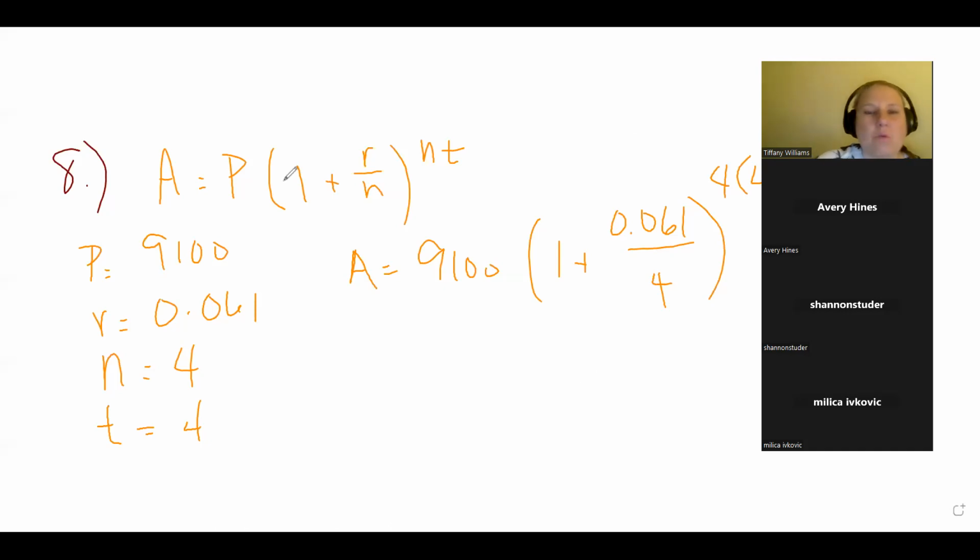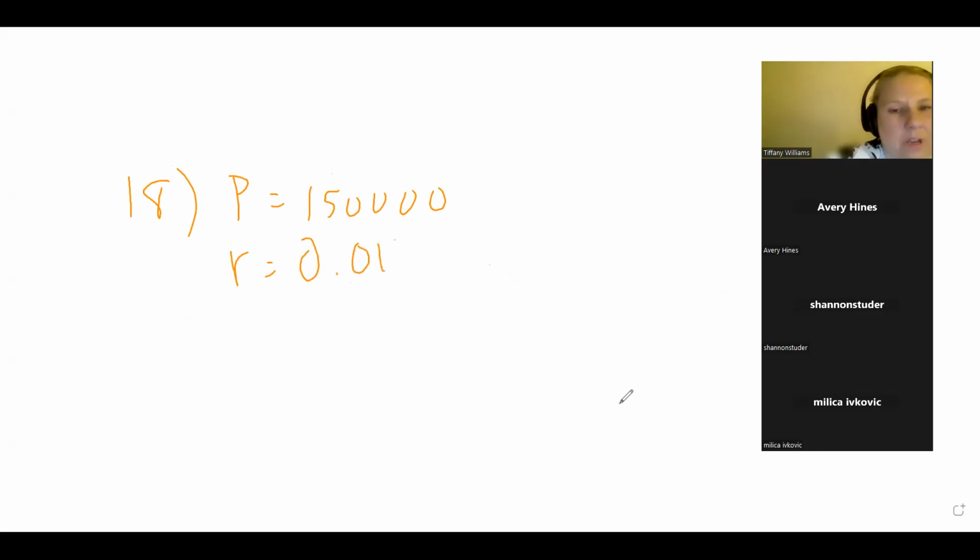Again, I'm going to label what I know. So this was number 18, I believe, right? Yes. So number 18. Our principal, so the amount that we are starting with, was $150,000. Our rate was, so it's a low rate, 0.0115. So it was 1.15%. We're compounded quarterly. So what does that mean our N is? 4. And we are doing this for 5 years. So our T would be 5.